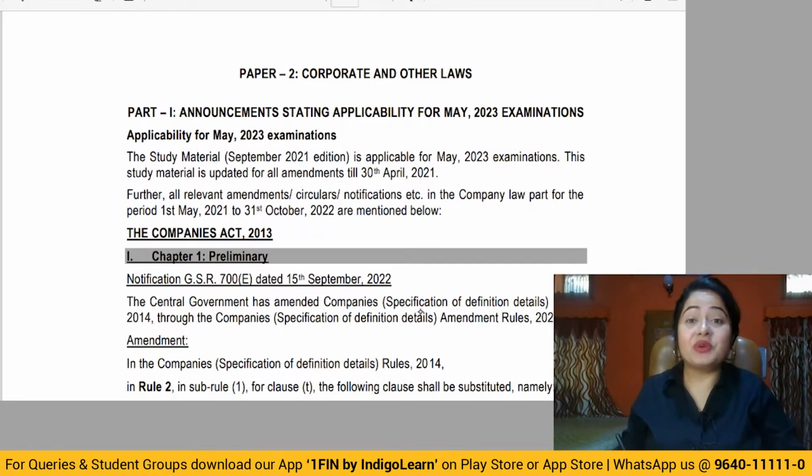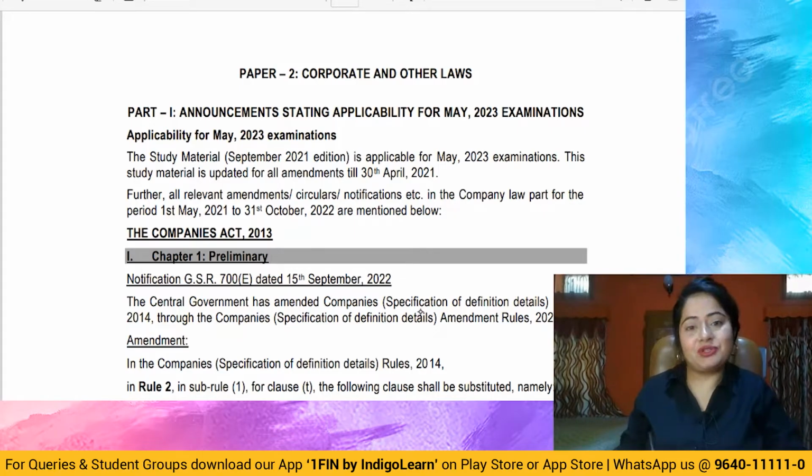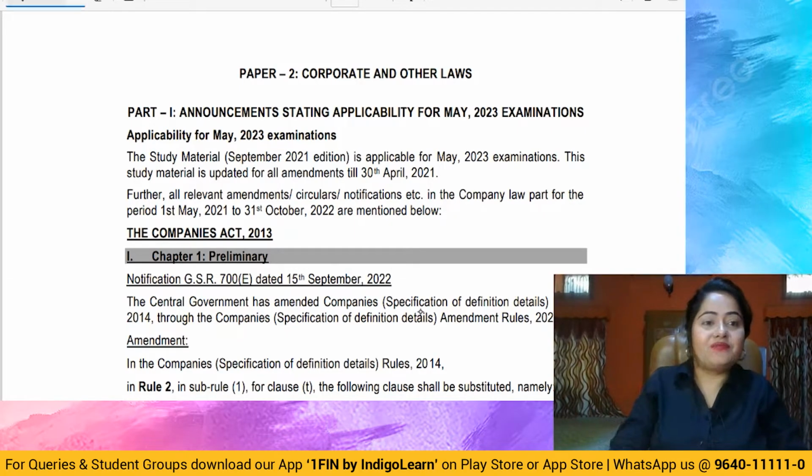Hello dear students, hope you all are doing well. Today we are going to be discussing the revision test paper for corporate and other laws for CA Inter for your May 23 examination. Okay, now in your RTP, the first part of the RTP contains the amendments.